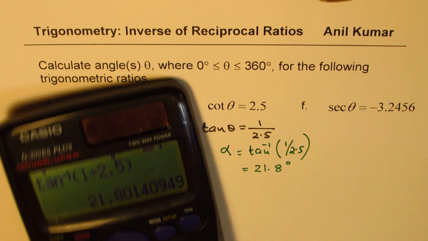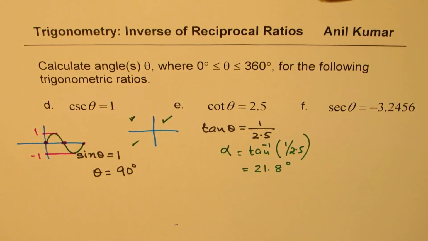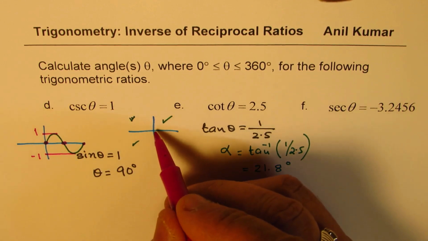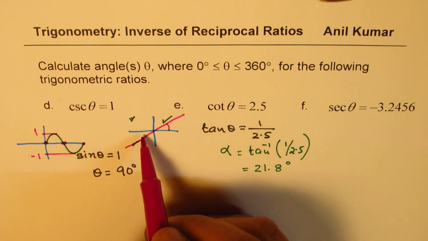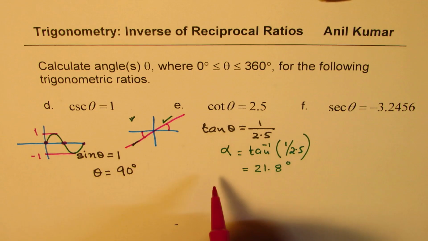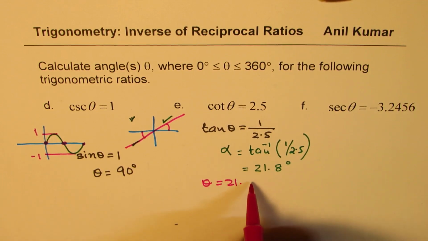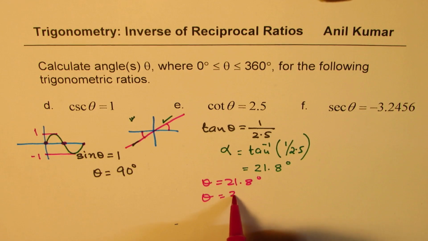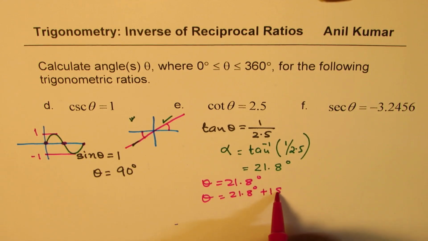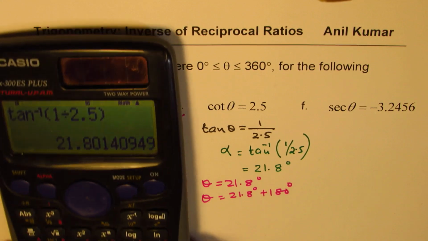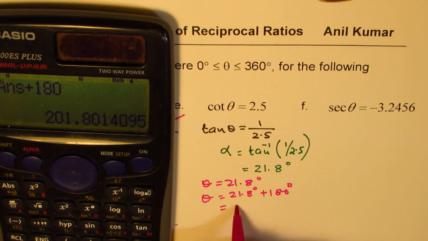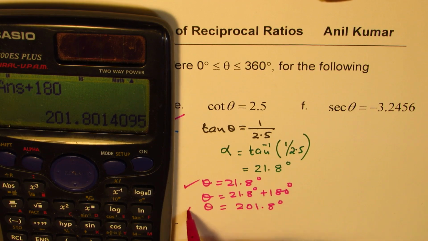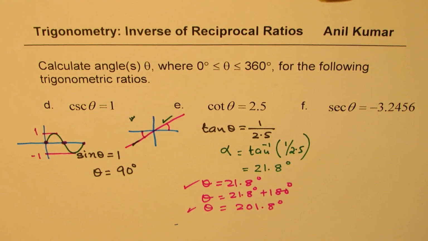So that is only one solution. A calculator can only give you one solution, right? So we know for tan the angles are 180 degrees apart. So these are the two angles, correct? So we got one theta value as 21.8 degrees. The other one is 21.8 degrees plus 180 degrees, correct? So let's add 180 degrees to this and write down our answer, which is equal to 201.8 degrees, correct? So these are the two solutions within the given domain for us.